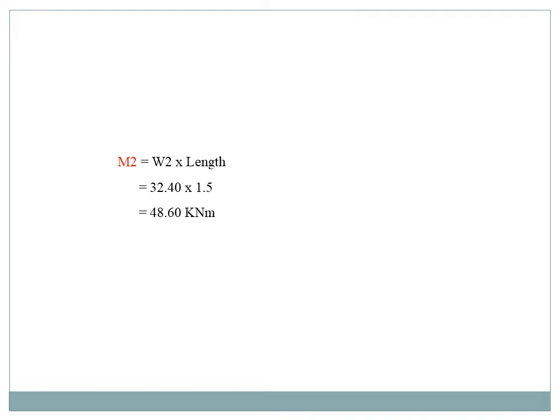The next is M2. M2 is the base slab, simply W2 into length. So what is our base slab width? This is a rectangular portion. So this is 3 meter. So 3 divided by 2 is equal to 1.5 meter. So 32.4 into 1.5 meter is equal to 48.60 kilonewton meter.